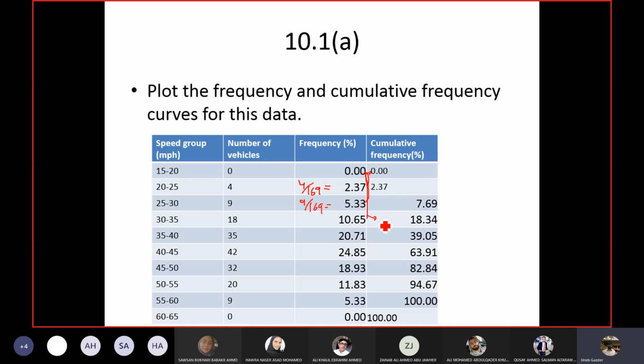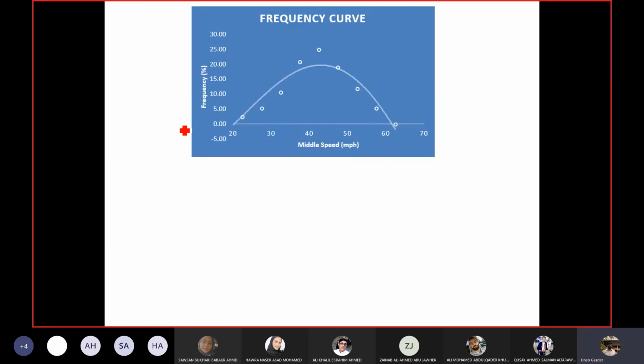Then they are asking for the curves, frequency and cumulative frequency curves. So you come here, you plot the curves. The important thing is the selection of the axes. For the frequency distribution curve, on the x-axis you have middle speed, on the y-axis you have frequency. Now you can see I have plotted the best fit curve. So the curve is not passing through all the points. This is an important point here. The curve will not pass through all the points. You are just trying to find out the best fit curve.